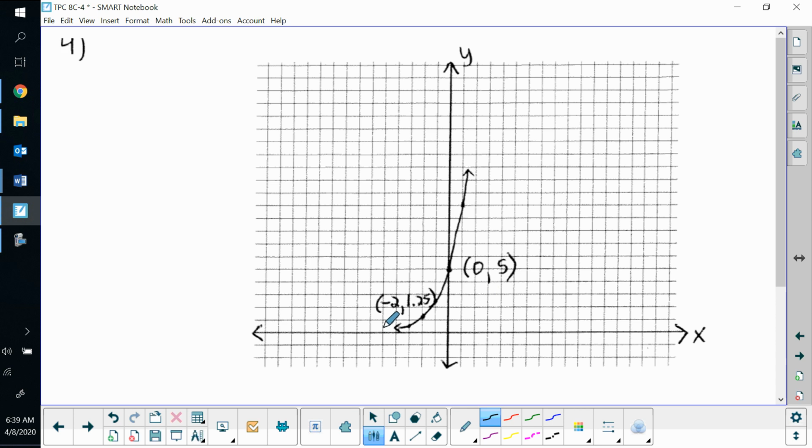All right, so here we've got same idea, it's leveling off at 0. So I'm going to jump right to writing the equation. So we're going to have 1.25 equals a times b to the negative 2. And we've got 5 equals a times b to the 0.